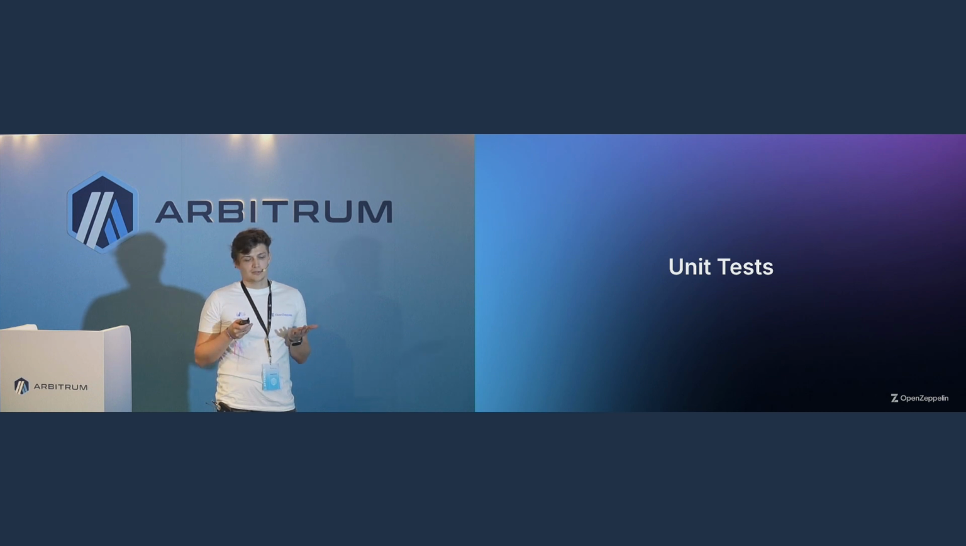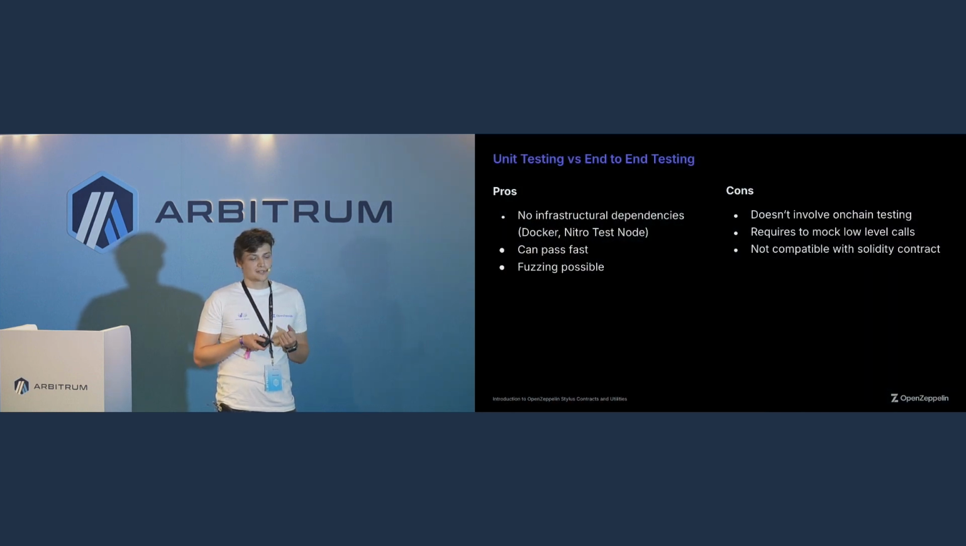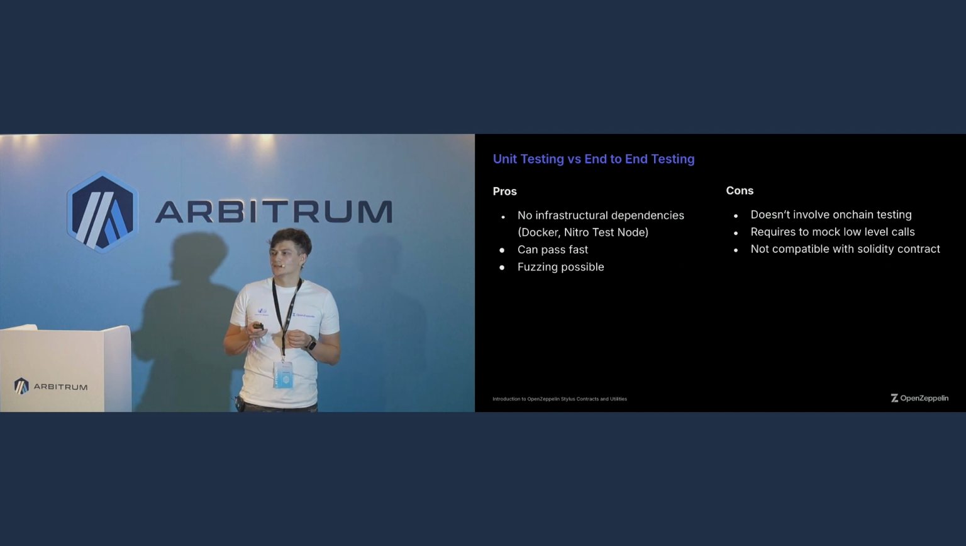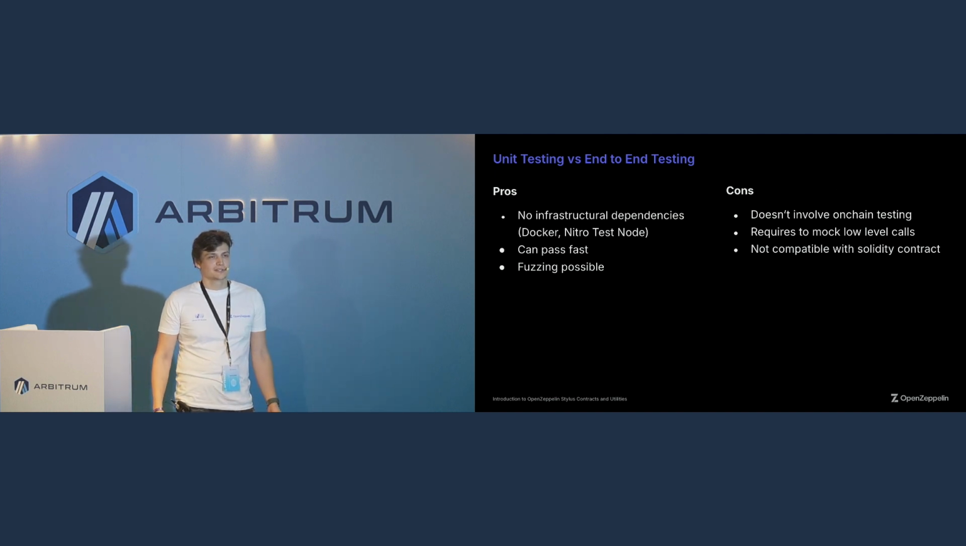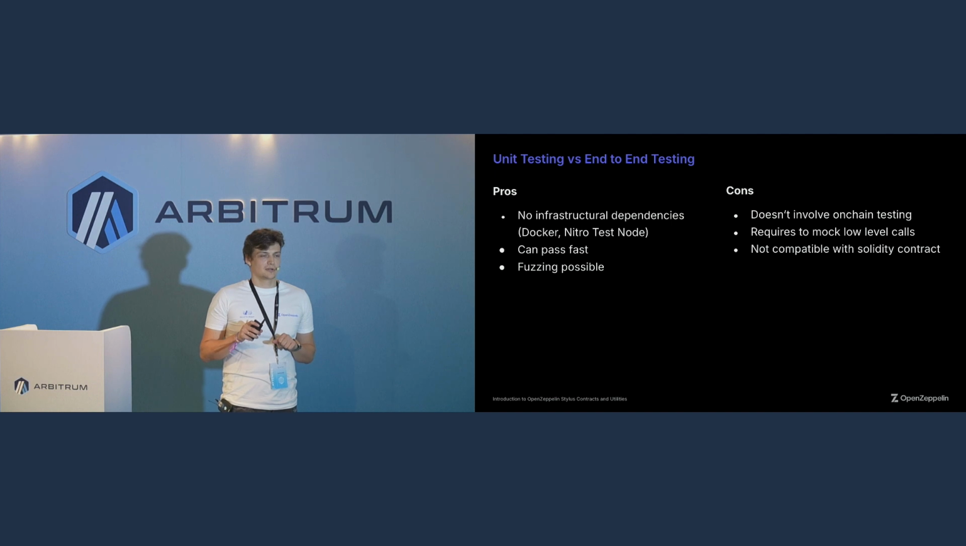Unit tests could help check your contract in a very fast way. As I mentioned, no Docker is necessary. Tests can pass fast, and that opens the way for fuzzing tests, where you can run a single test but with different sets of arguments many times, just hoping to find some error or mistake and then record the artifact that produced the failure.